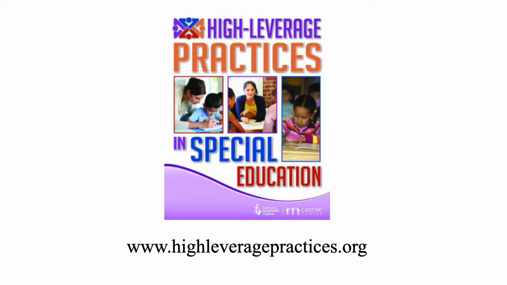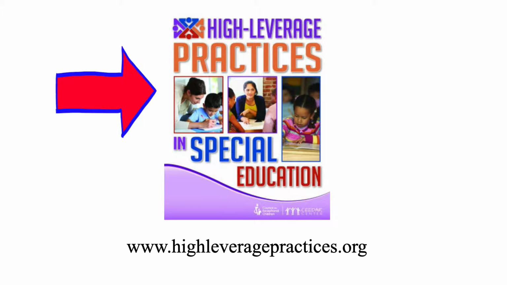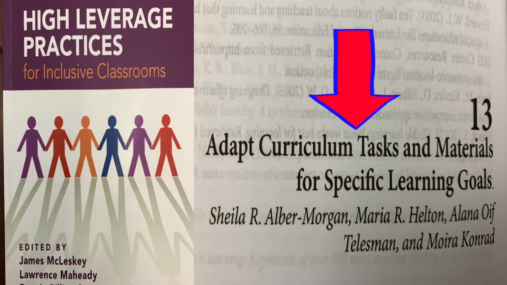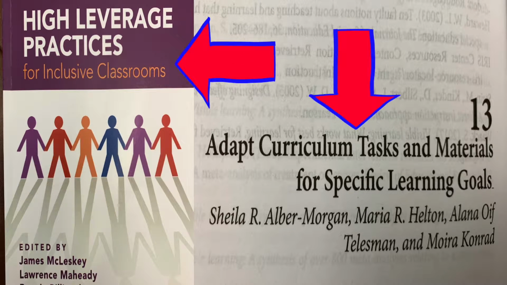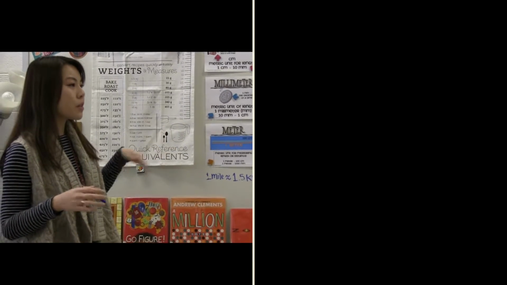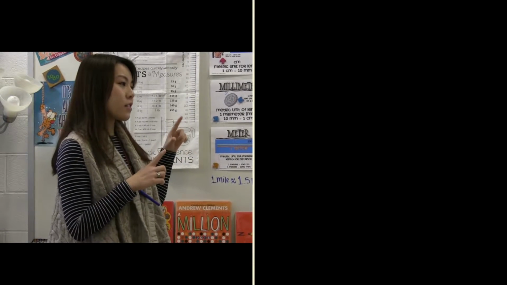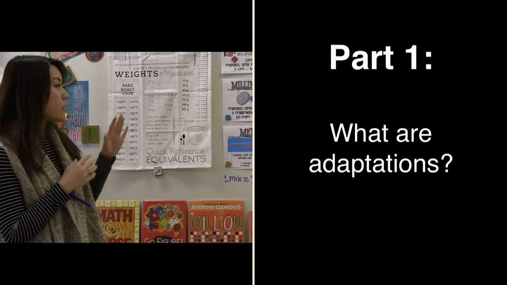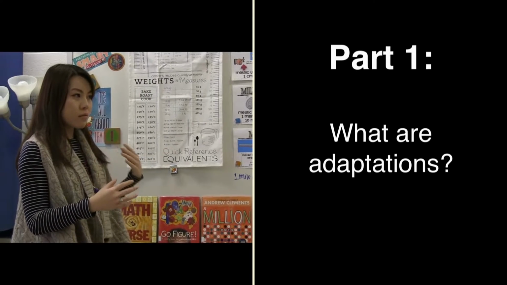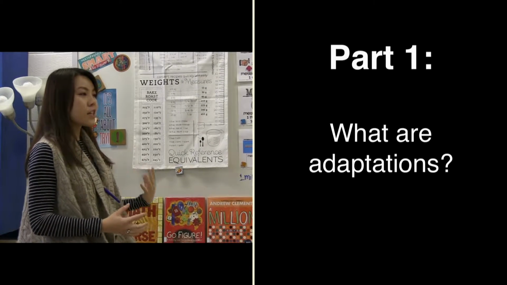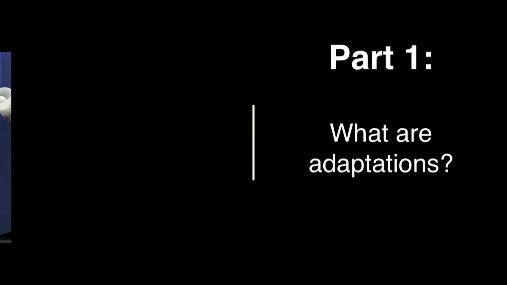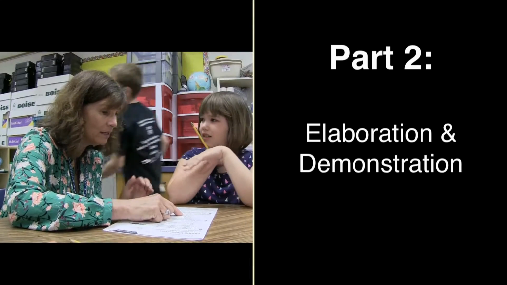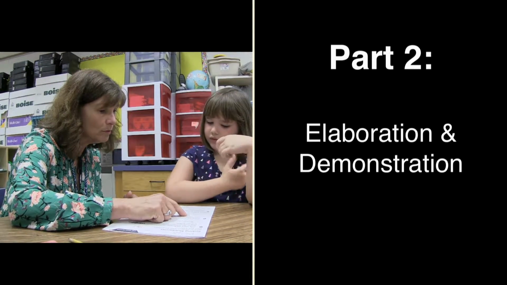The content for this video is from the HLP and Special Education book published by CEC and the CEEDAR Center, and the chapter by Shelia Alber-Morgan and her colleagues in the HLP for Inclusive Classrooms book. This video is split into 2 parts. In Part 1, we explain how adaptations to curriculum tasks and materials can best be explained by introducing accommodations and modifications. In Part 2, we elaborate and demonstrate examples of each within real classrooms.